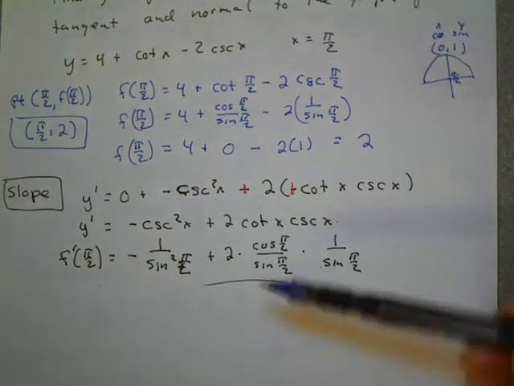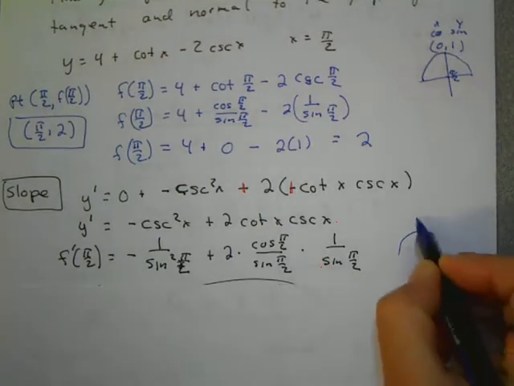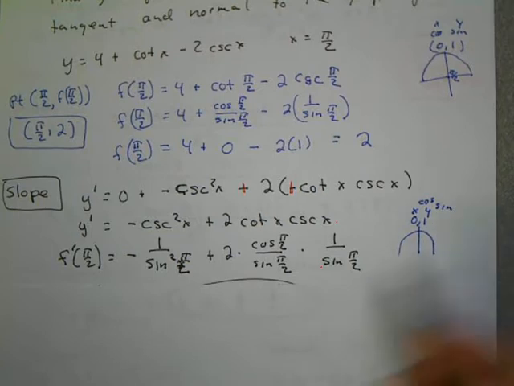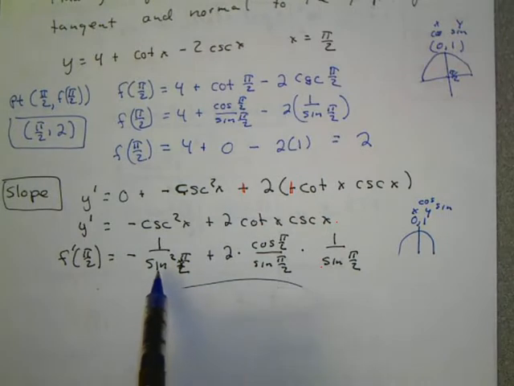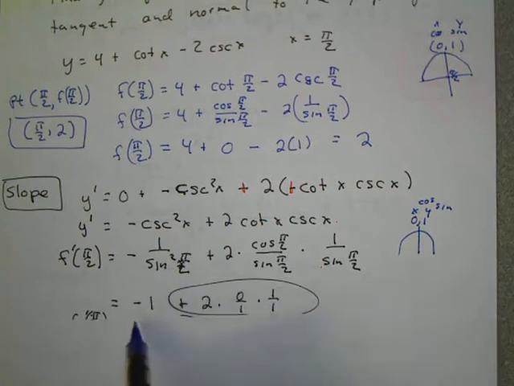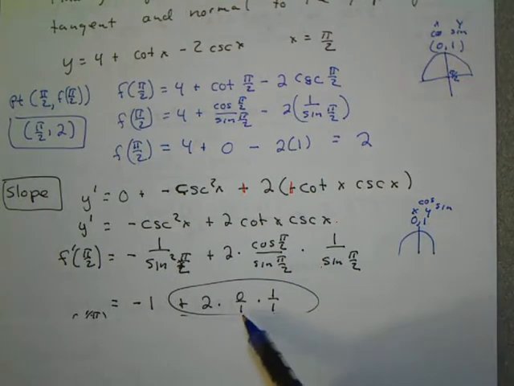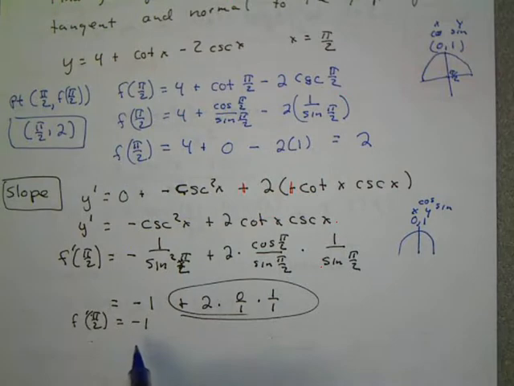So again, I'm thinking about this point (0, 1), x, y, cosine, sine, and I know the sine squared is 1 squared, so I end up with 1 squared over 1 squared, but it's negative, so I get a negative 1 here. Then 2 times, well, the cosine is 0, so 0 over 1. This doesn't even matter, because it would be 1 over 1, and that's a big 0. So my slope is just negative 1. That's all we've got here. Now I have a point, I have a slope.